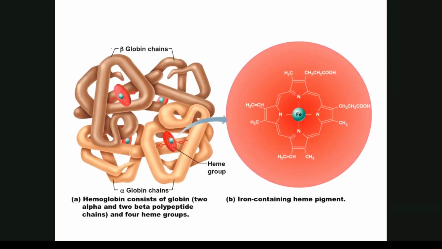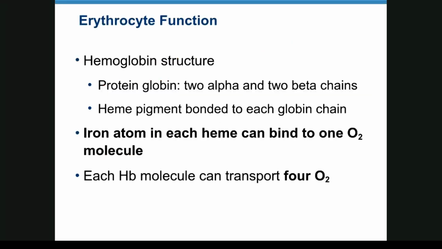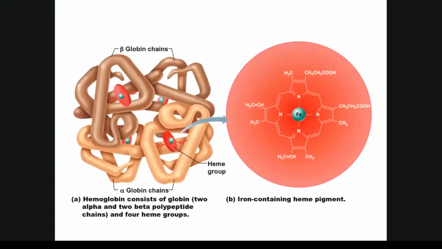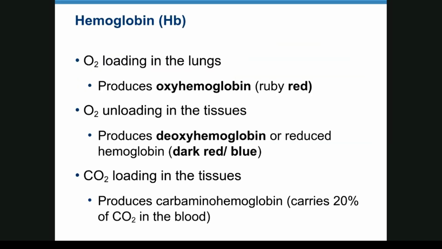Let's go to the next page. Here are the globin chains, and these are the heme groups. You have 4 heme groups, and each of those can bind to an oxygen. So you get 4 oxygens for each hemoglobin. And they're bound rather loosely. So oxygen is loaded in the lungs and it produces oxyhemoglobin.